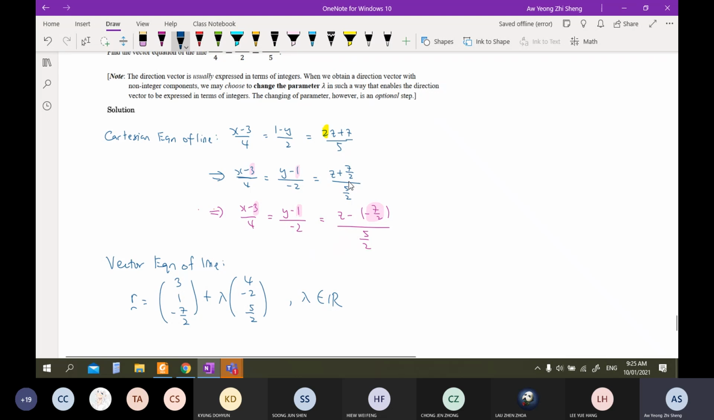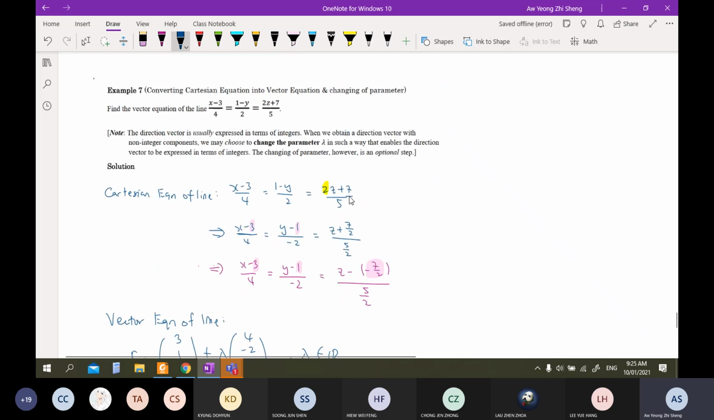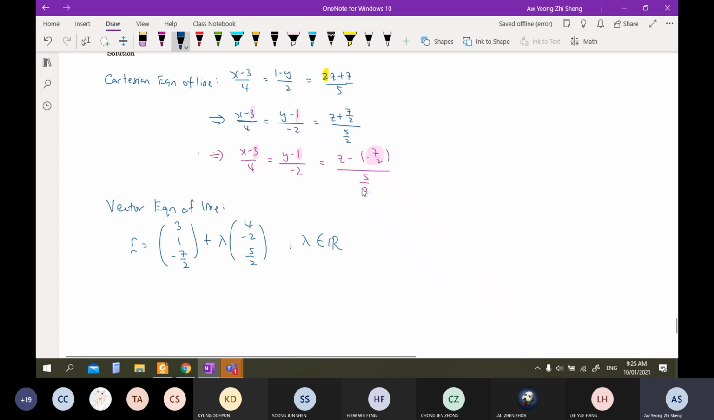Since the question doesn't say anything about making the direction vector have integer components, it is actually perfectly fine to leave your answer this way. It's actually okay to stop here. For illustration purposes, to show you how to change parameter, I will proceed further.